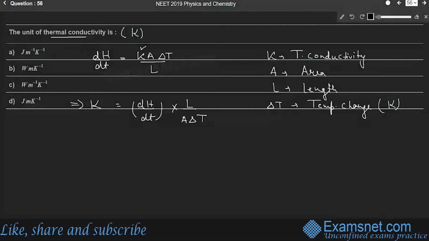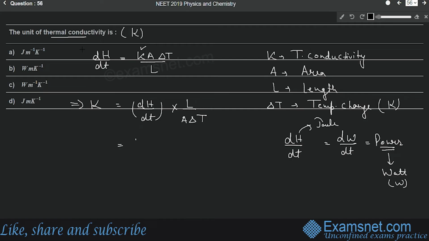Now we'll write the units of these. What will be the unit of dH by dt? We know that the unit of heat is the same as that of work, that is joule. So dH by dt can be written as dW by dt, where W is the work done. And what is the rate of work done? It is power. So the unit of dH by dt will be the same as the unit of power. What is the unit of power? It is watt, written as W. So here we'll write W.